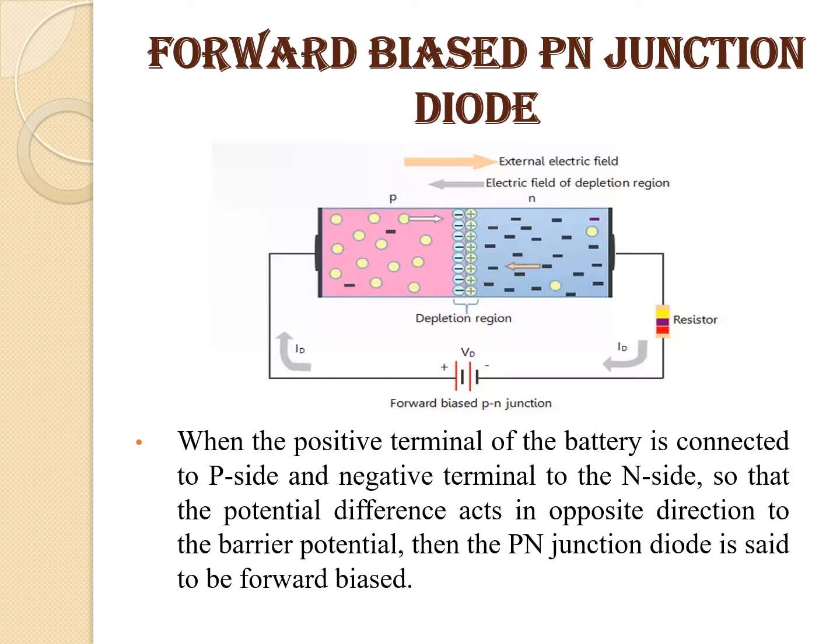So here we are applying the battery. Whenever you connect the positive terminal of the battery to the P side and the negative terminal to the N side, so that the potential difference acts in the opposite direction to the barrier potential, then the PN junction diode is said to be forward biased. Here the direction of the electric field of the depletion region as well as the external electric field is given.